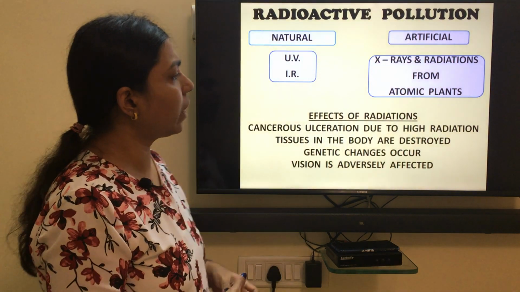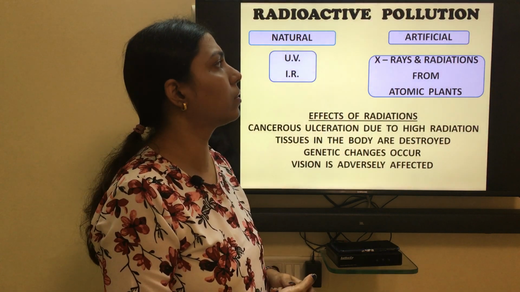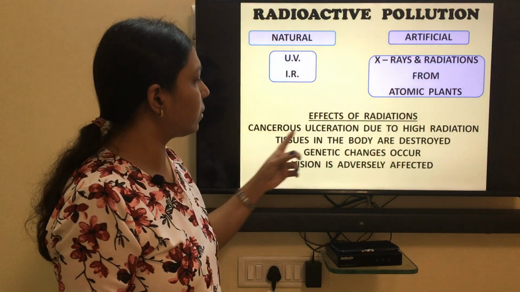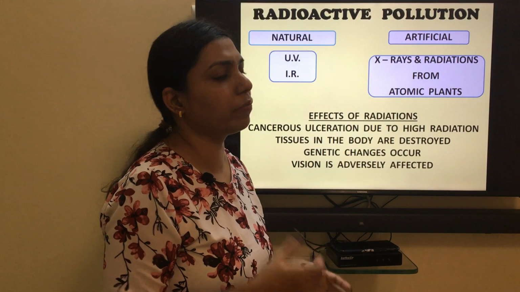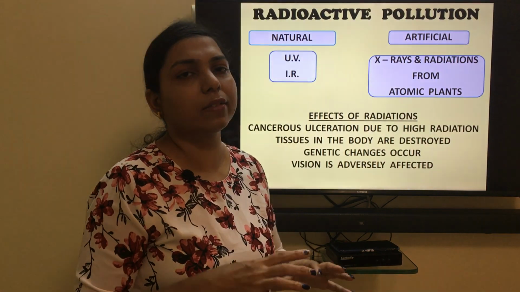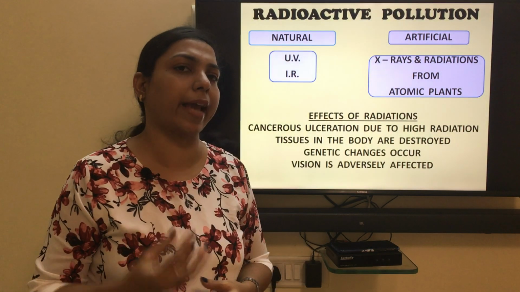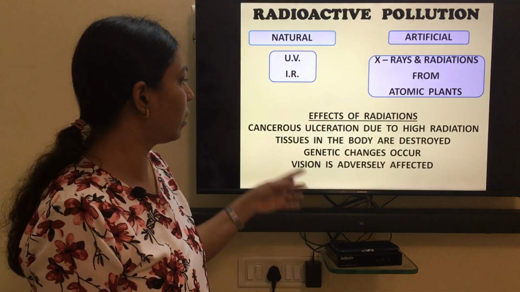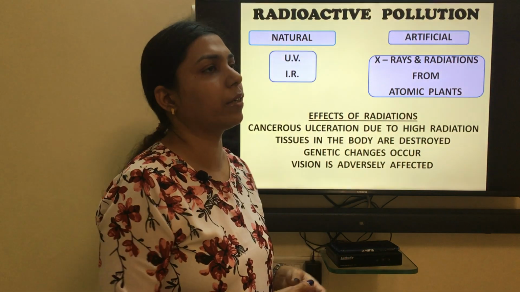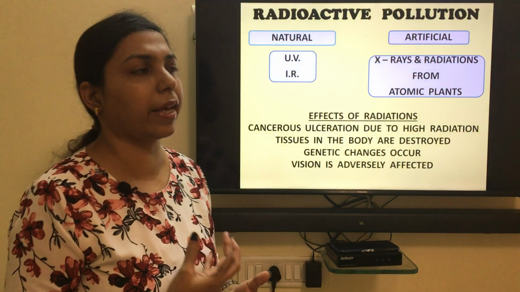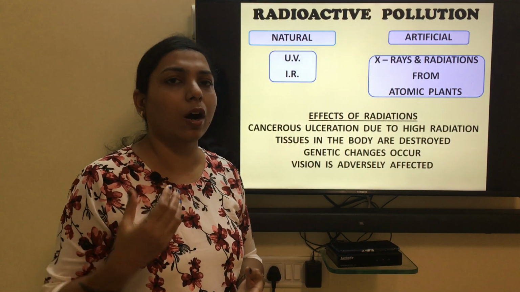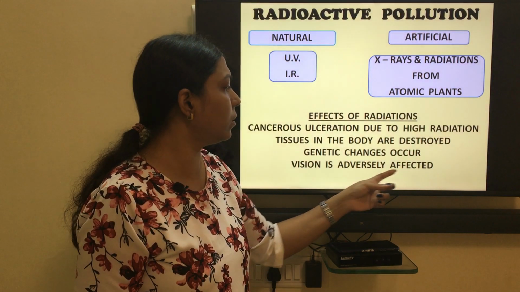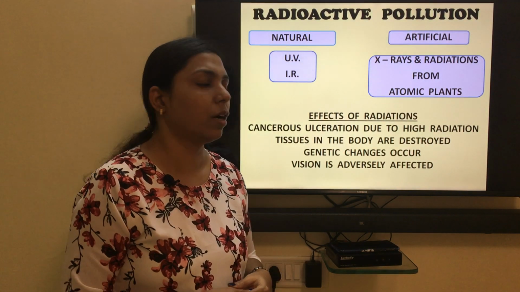What are the different effects of radiation? What happens due to all these radioactive pollution? Cancerous ulceration due to high radiation. When the radiation level is very high, it can cause cancer cells within the bodies of living things. Tissues in the body are destroyed. The tissues, the different organs, they can get destroyed. It can cause organ failures. Genetic changes occur and vision is adversely affected.